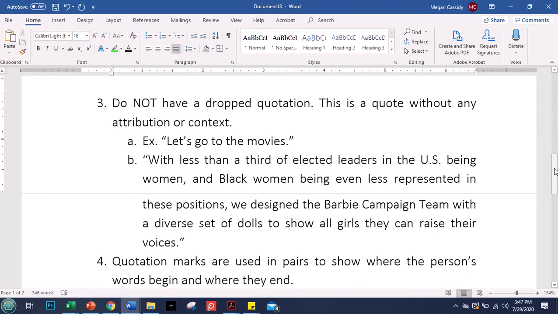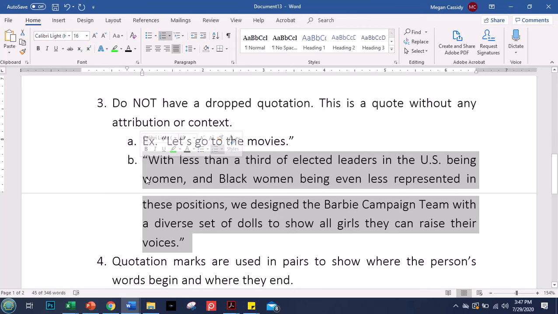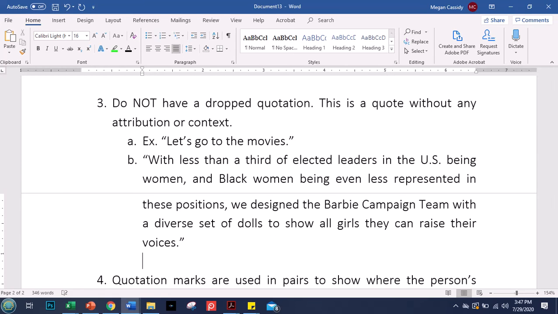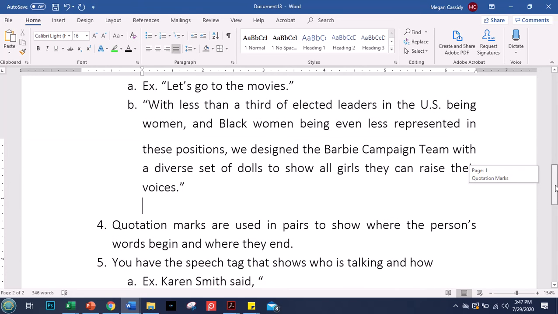We don't want to have dropped quotations. We looked at these before. Let's go to the movies. This is from an article we looked at last time about Barbie having a diverse team with African-American dolls being represented for campaign positions. But you would know that because there's no attribution at all. So if you hadn't seen video 1 and you just, for whatever reason, happen to jump into video 2, you're like, wait, who said that? Where is it from? What's she talking about? That's why we need attribution.